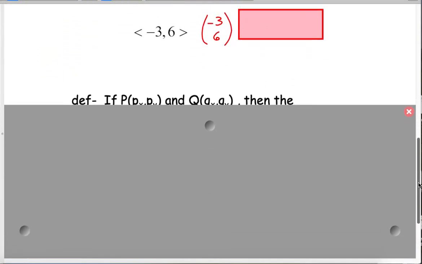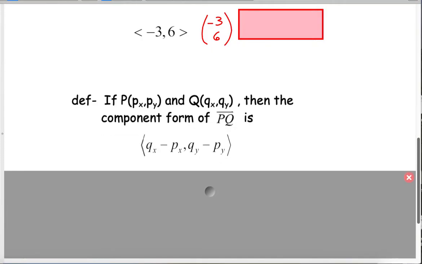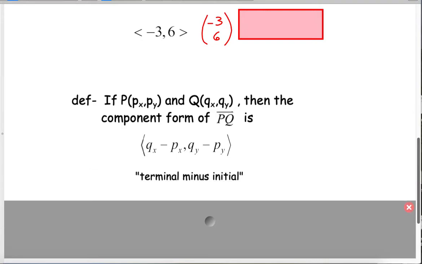So to get the component form of a vector, you simply subtract the x coordinates and subtract the y coordinates, but the order is important, and you want to make sure that you're doing terminal minus initial. So the terminal point minus the initial point, and that'll give you the component form.